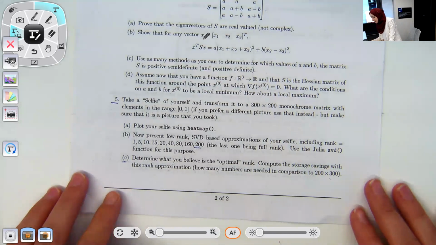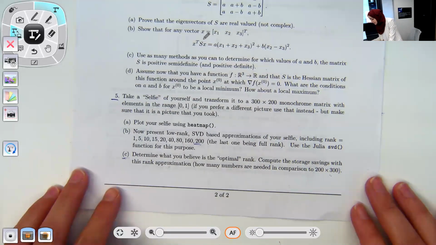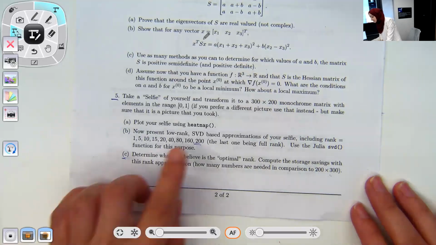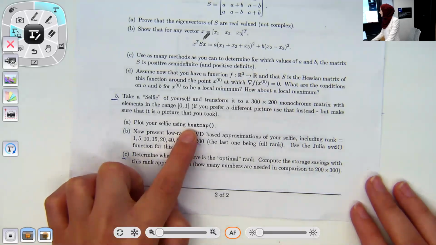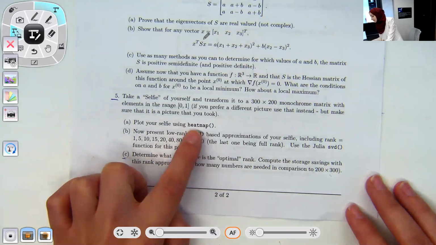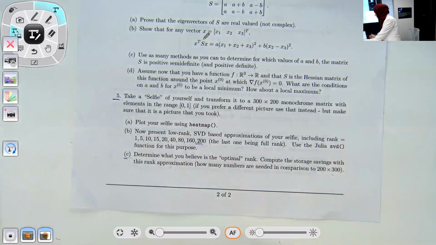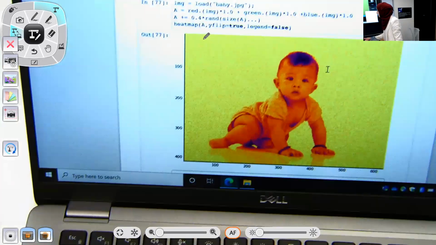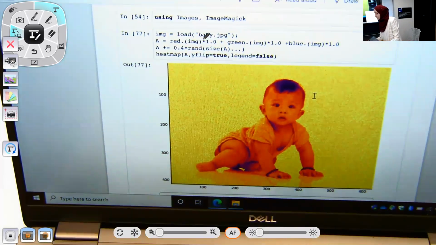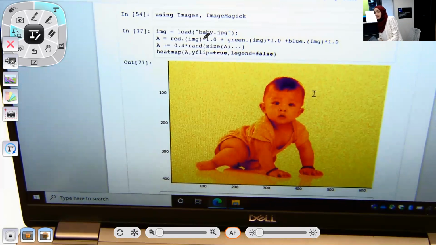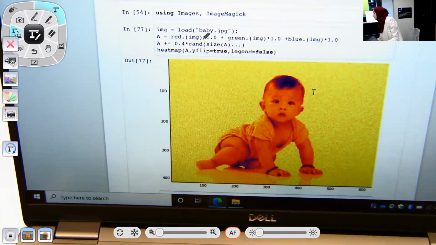In part A, they ask you, plot your selfie using heat map. We need to use heat map. This is from Julia, how we can plot your image using heat map. Here, there is some code that may help you. Let me show you. You will discuss this next Monday with Dr. Yuni also. At the beginning, you need to use some packages.